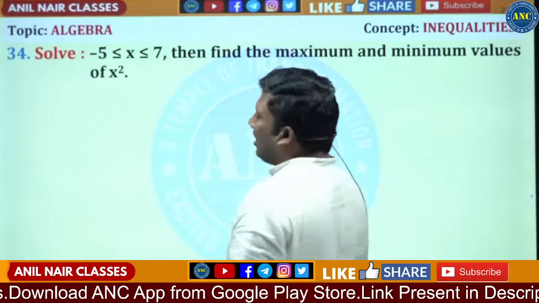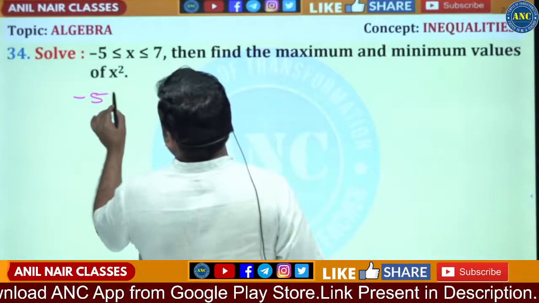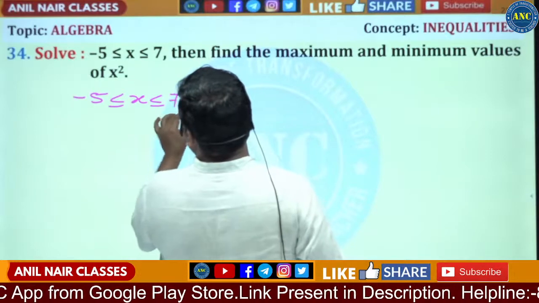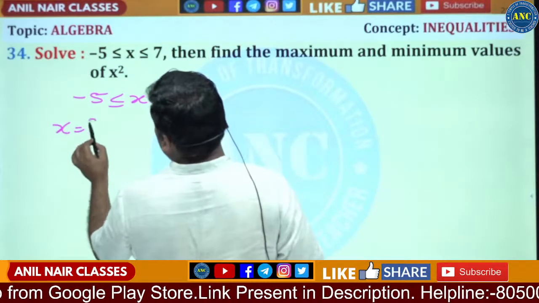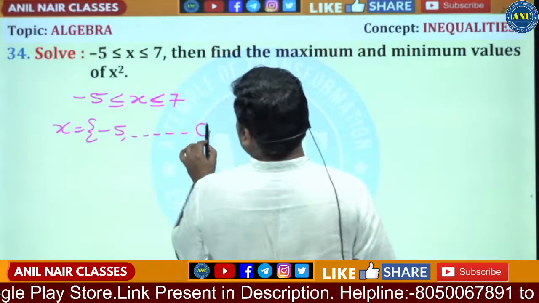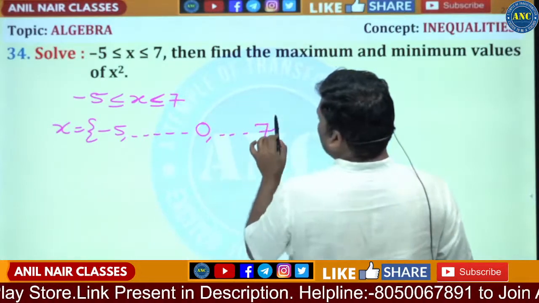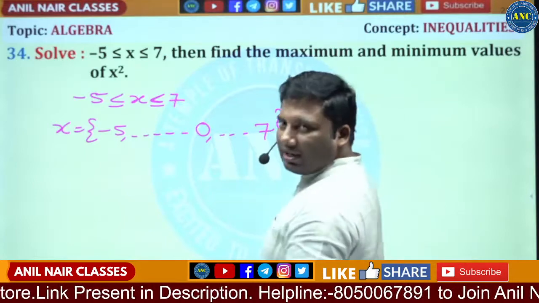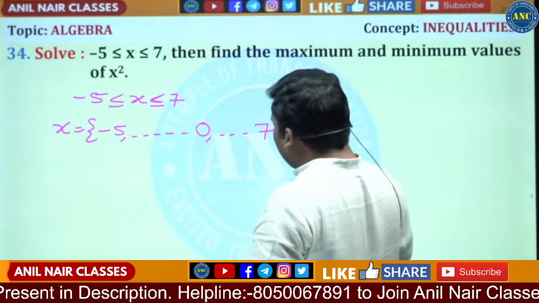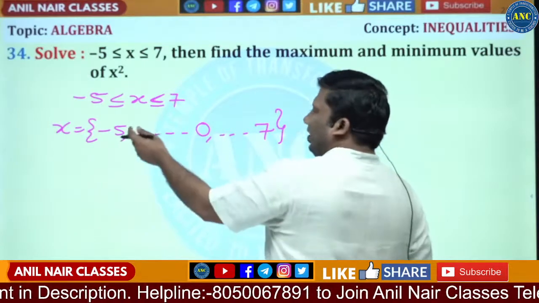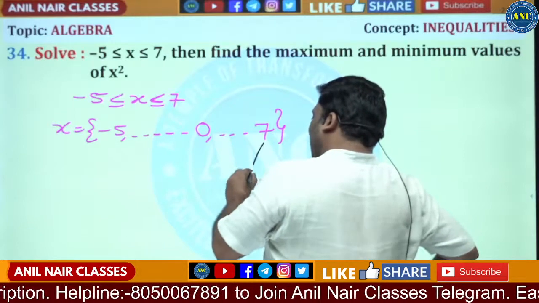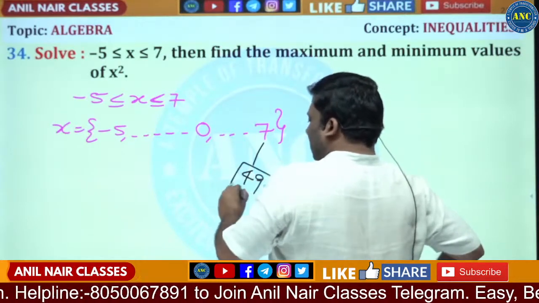Minus 5 less than or equivalent to x less than or equivalent to 7. That means the x value will be from minus 5 to 0 and it goes on till 7. Now we need the answer. What is the maximum value? Maximum value definitely: minus 5 square is 25, 7 square is 49. So maximum it is 49.